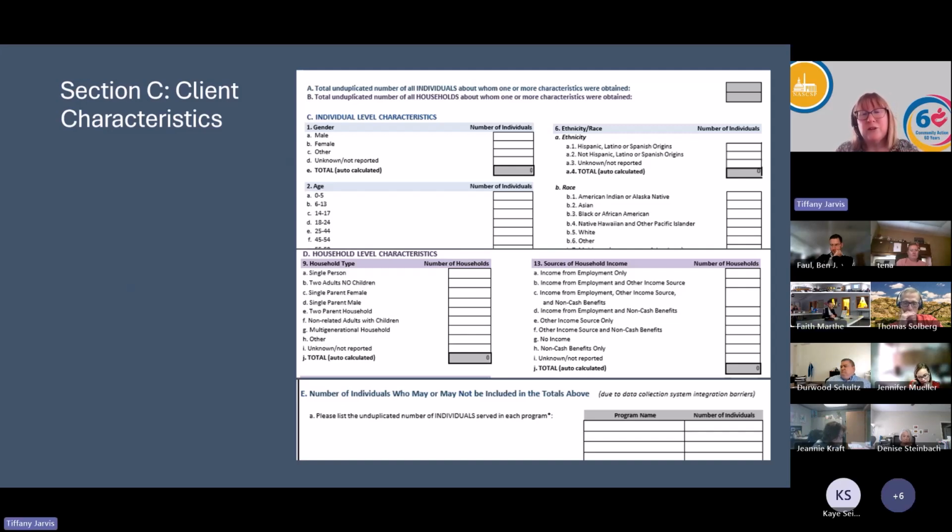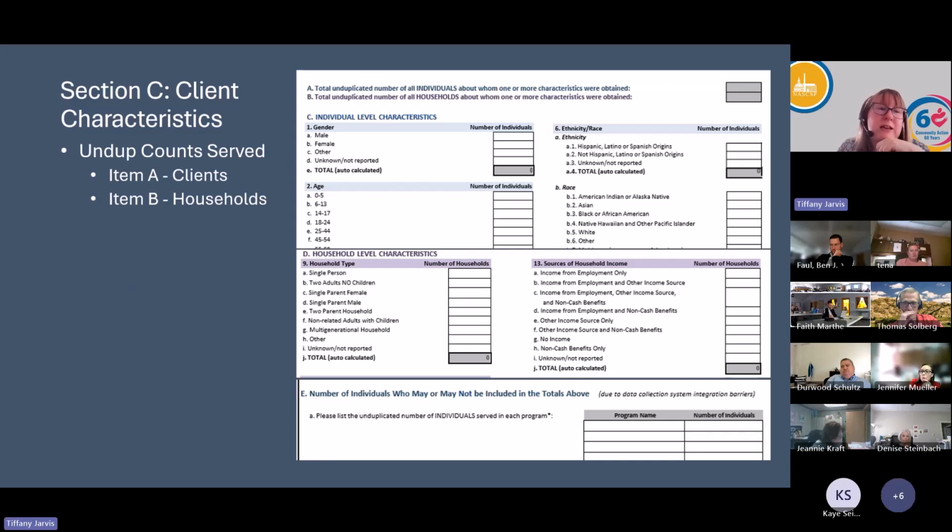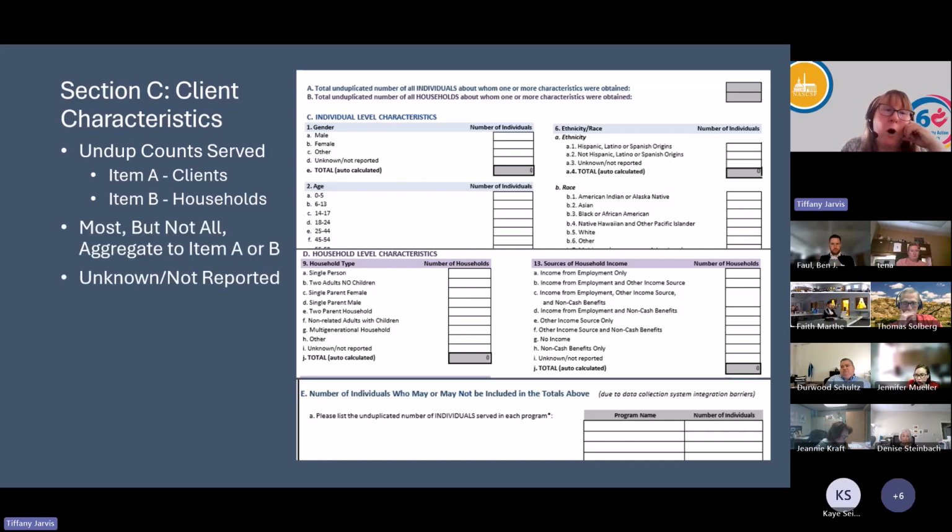And so that's telling you that 1E is the sum of A through D. So unduplicated number served. I've talked about A and B. Then we have most, but not all, aggregate to equal item A or B.